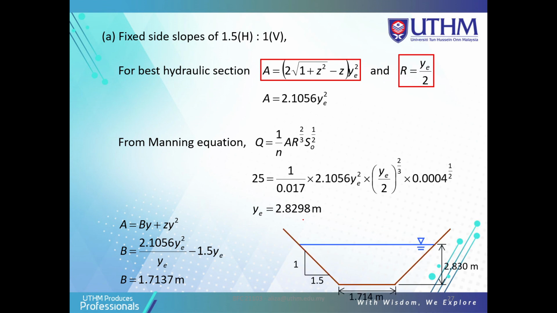Okay, get the B value and we just draw back the trapezoidal with the YE here. Okay, this is Y normal here, 2.830. But you get YE from this one. So this is YE and the B. So this is the new best hydraulic section for the trapezoidal. Okay, so this is more complicated. It's okay. If you don't understand, I will explain more in our next online class.